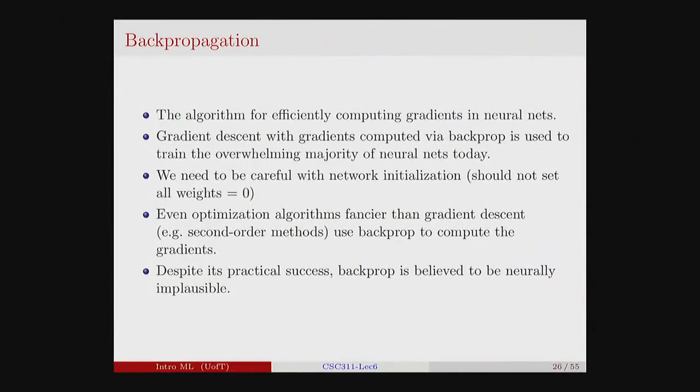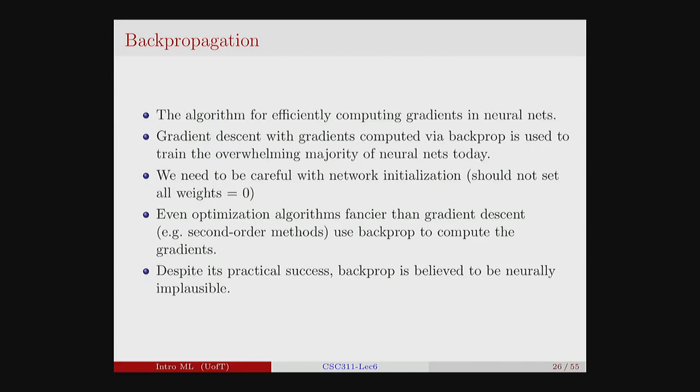So that's how you learn the weights of a neural network using gradient descent. And typically you'd initialize these randomly, so you'd start out with a random network initialization. And even optimization algorithms that are fancier than gradient descent, like second order methods and Newton's method, which you can run on very, very small neural networks, use backprop in order to compute the gradients. And despite its success, backprop is pretty much widely thought to be neurally implausible. What that means is that people don't think that it is the way by which human neurons actually update their own weights.